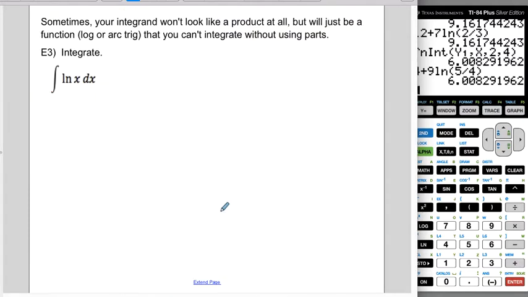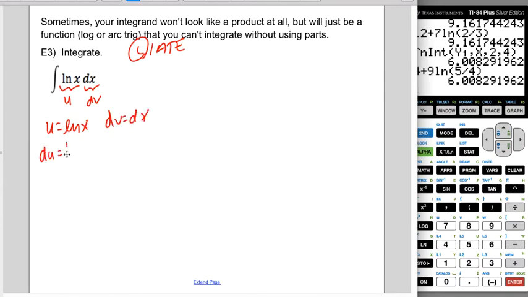All right, so sometimes your integrand won't look like a product at all. It'll just be a function, specifically a log or arc trig, that you can't integrate without using parts. When this happens, you're going to use LIATE to choose your u. Well, log is right at the front. So this has to be my u, which means the only thing left, which in this case is just dx, is my dv. So u is the natural log of x, dv is just dx.